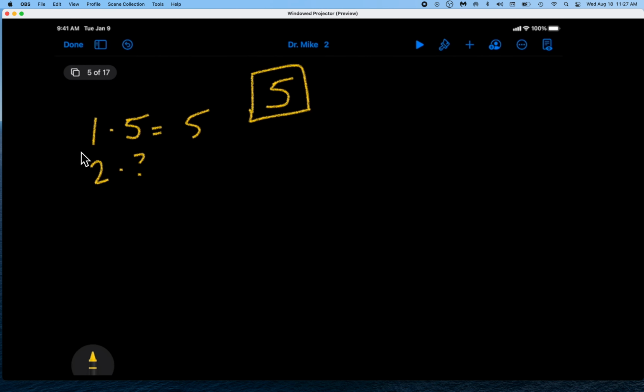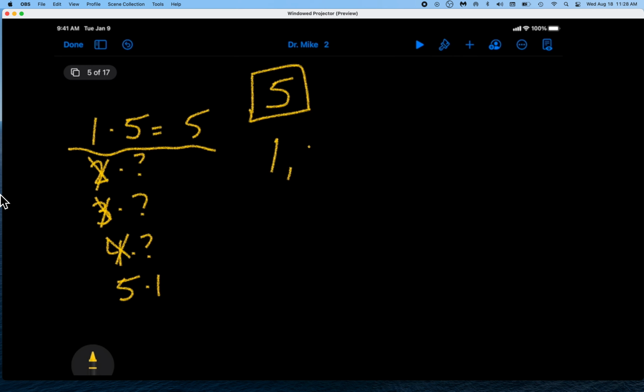Can we use 2 to multiply something to give us 5? No. How about 3 times something? No. 4? No. 5 times 1. We are in repeat mode. So now that means we're done. We're done up here. Turns out the only factors of 5 are 1 and itself.